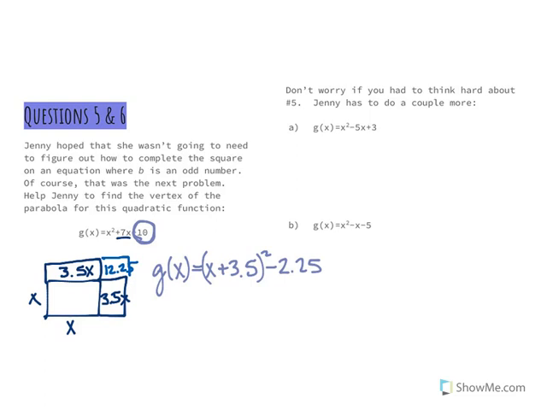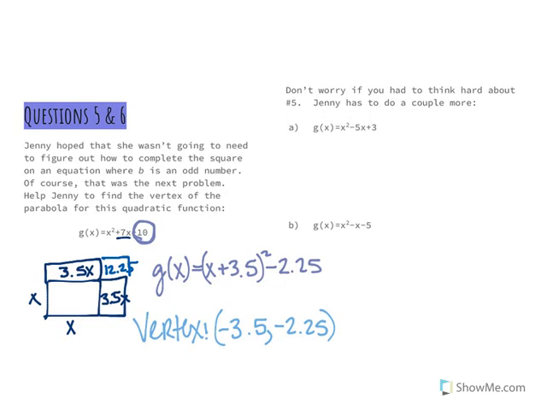So her vertex would be a negative 3.5 and a negative 2.25 for her vertex x and y value.